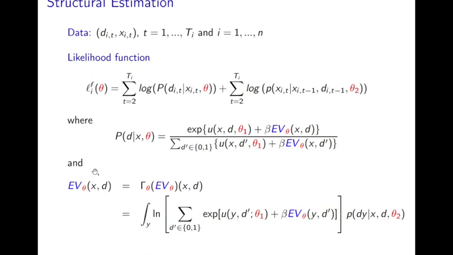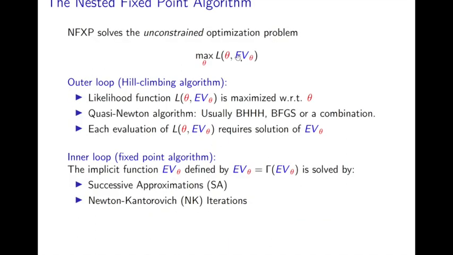Since every time you evaluate the likelihood function, you just recalculate these expected values by finding the fixed points. So the solution is really an implicit function of those parameters. Okay, so here, it's really key that the likelihood function only depends on the structural parameters, right? So there's no other things we're maximizing with respect to. It's only the structural parameters. And then inside the likelihood function is the expected value, which is an implicit function of the structural parameters, theta.